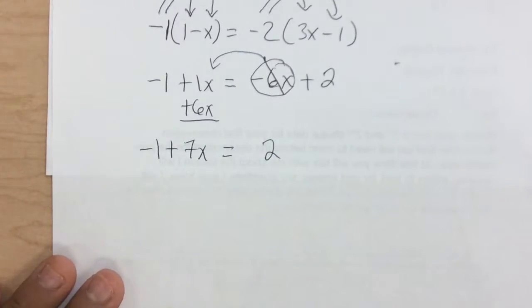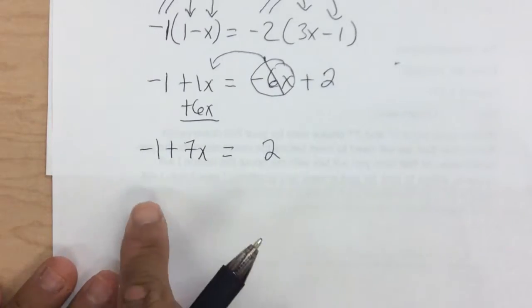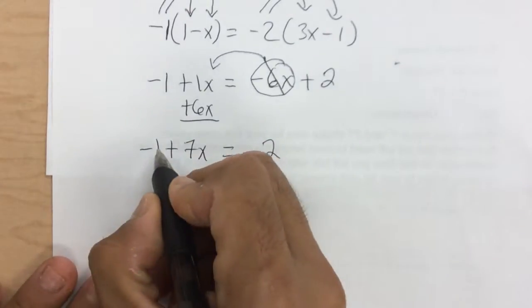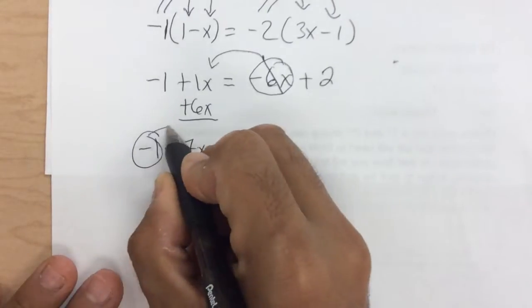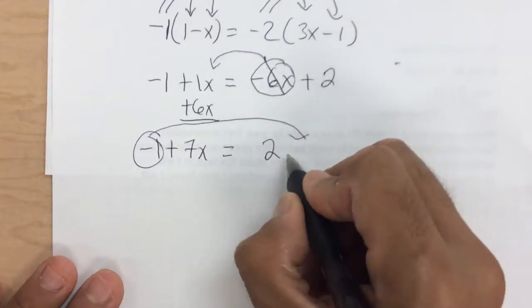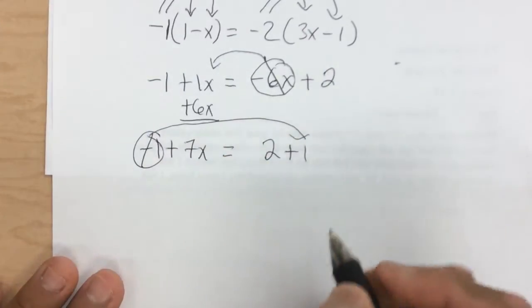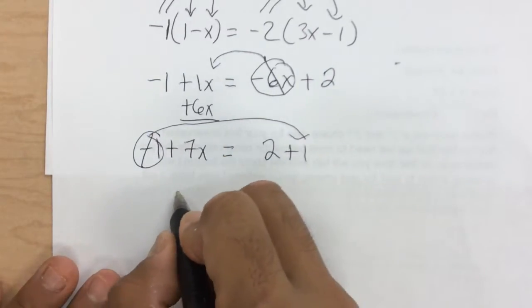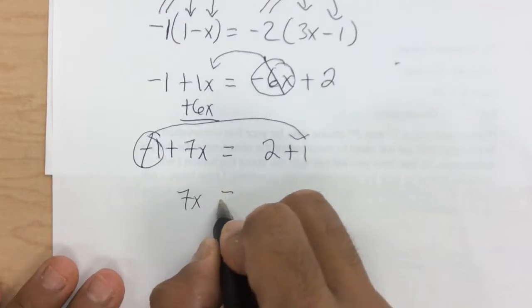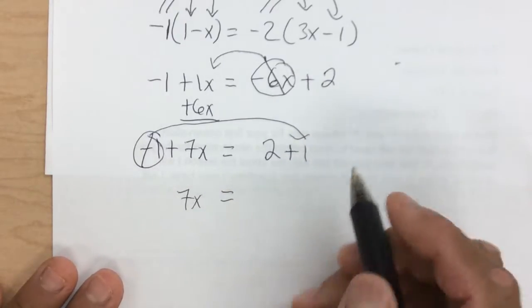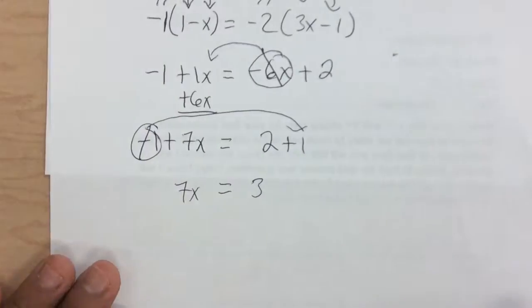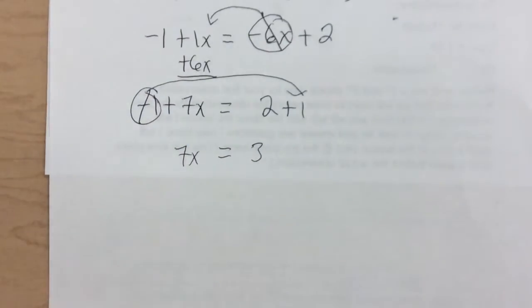Okay, now next step, jailbreak the constant. So I want to move the number that doesn't have the letter. Okay, so that will be the minus 1. So I'm going to jailbreak the minus 1 over here, so that becomes a plus 1. So that means I'm left with 7x equals, what is 2 plus 1? 3.